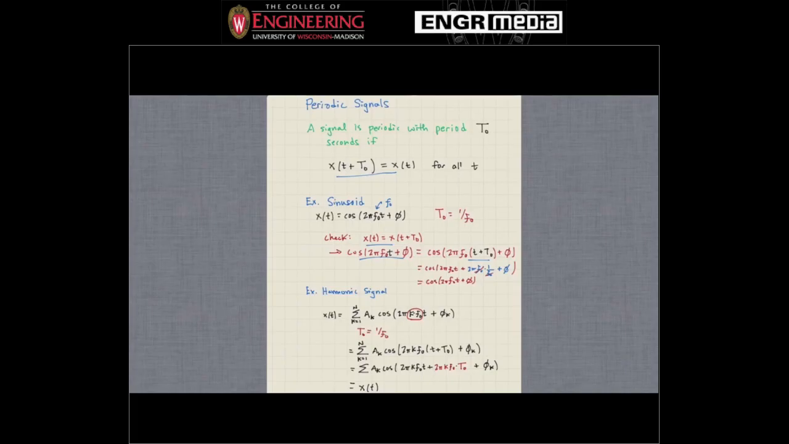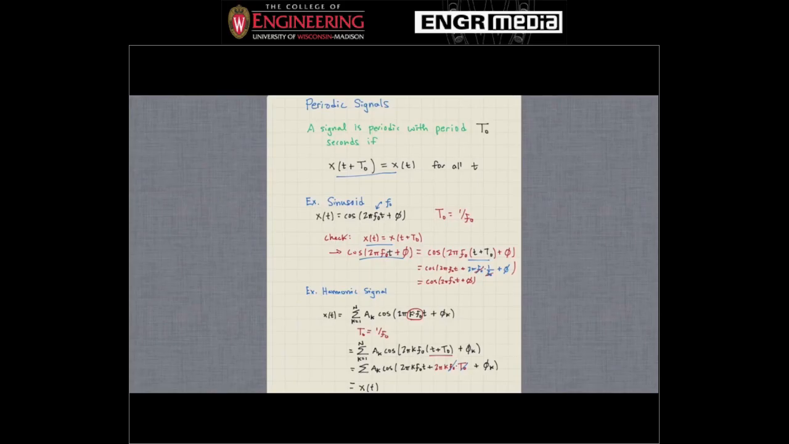So again, we can do the exact same thing we did before and now just verify that we can replace x of t with x of t plus t naught. So that's what we did in this line. We set t equals t plus t naught. And then, of course, again, we just expand this out in the same way. And now what you see, exact same thing that we saw before. We have this f naught and the t cancel, and we're left with 2 times pi times k. And remember, k is an integer, and that's because we're looking at a harmonic signal.